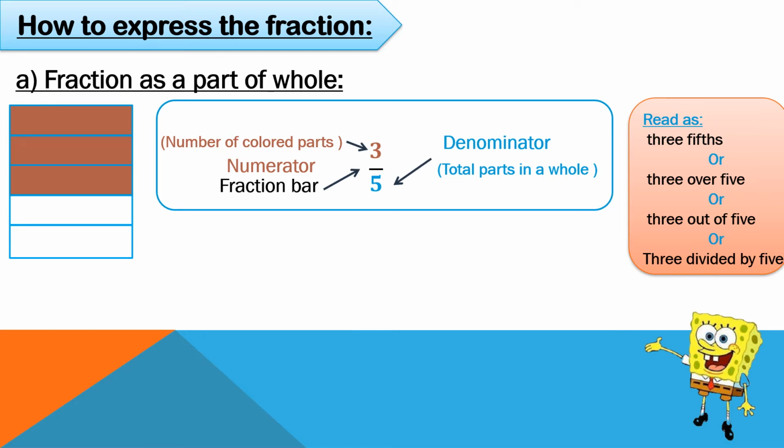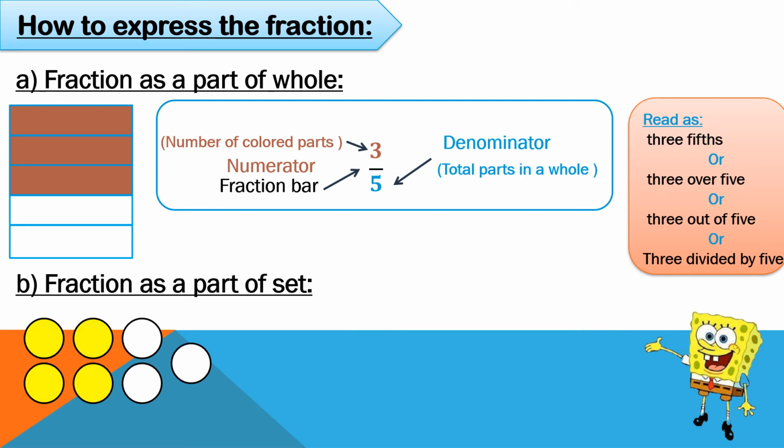So we studied fraction as a part of a whole. I got the part of the whole chocolate bar. Now I want to find the fraction as a part of a set. If I have a set of balls like this, I have yellow balls and white balls. I want to know the fraction of yellow balls, okay? So how can I write it? What should I write in the numerator?